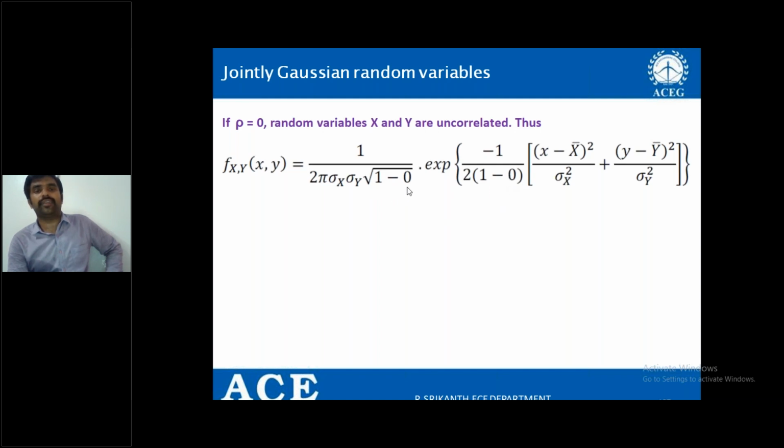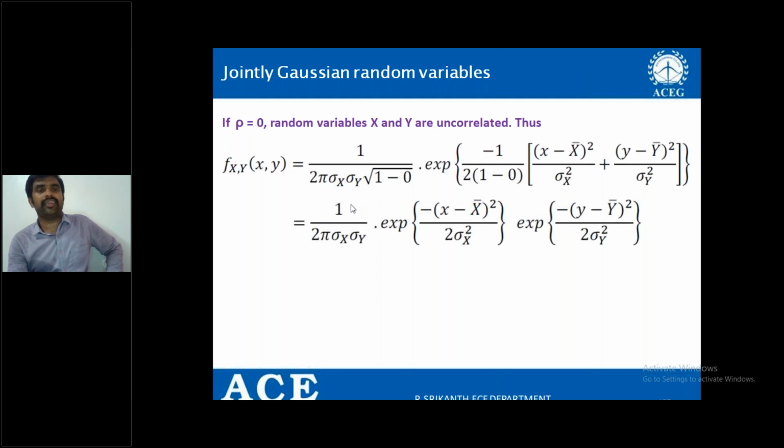It is becoming 0, and the resultant can be taken as 1 by 2 pi sigma x sigma y into exponential of minus of x minus x bar whole square by 2 sigma x square. Earlier we used to have another term in between, and that term is vanishing here. As rho equal to 0, the whole term becomes 0. Therefore there is no term in between these two terms. So the other exponential term becomes exponential of minus of y minus y bar whole square by 2 sigma y square.